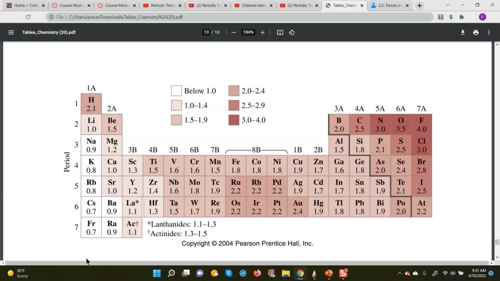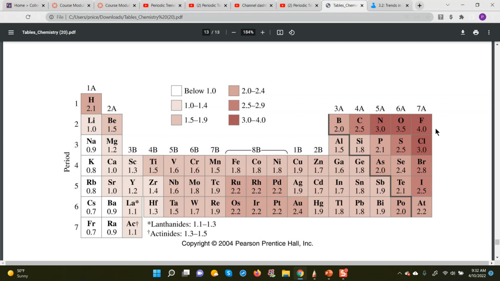Then going from top to bottom of any group, what you'll find is that the electronegativity will decrease, all right? So if you take group 1A, for example, starting with hydrogen, then you'll notice that the electronegativity decreases as you go down, all right?